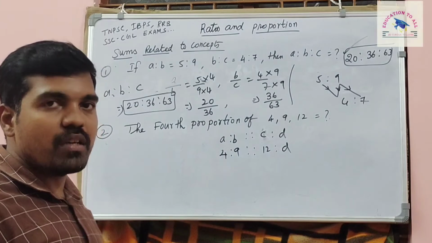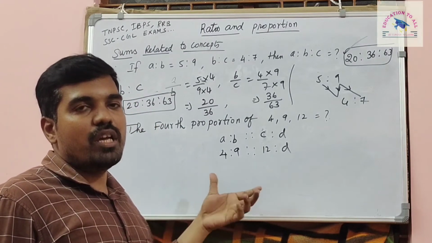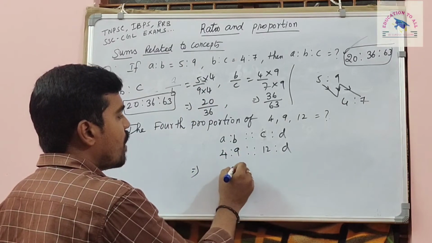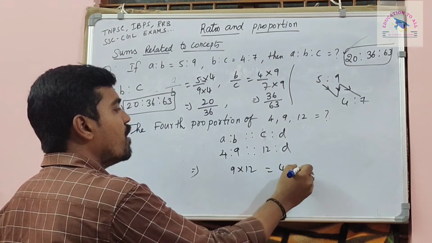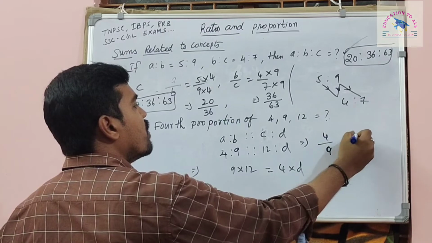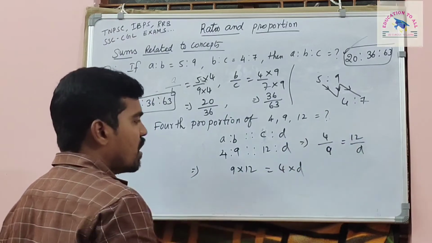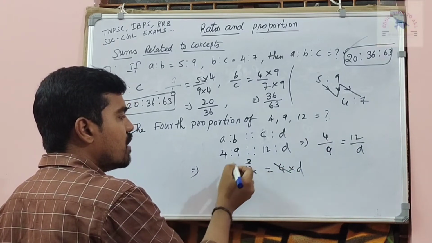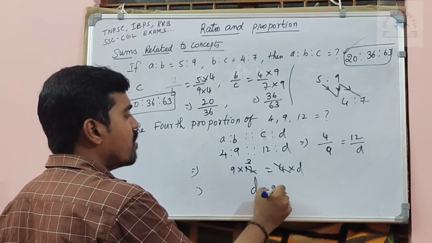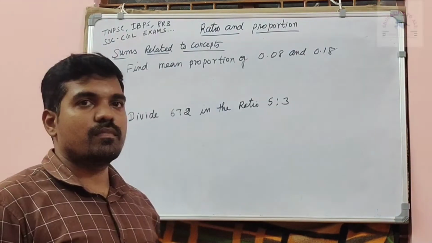How can we find it? As I told, the product of the middle values equals the product of the extremes. So 9 into 12 equals 4 into D. Or else directly you apply 4 by 9 equals 12 by D. Do cross multiplication: 4 into D equals 9 into 12. So you can cancel, 1 4 is 4, 3 4s are 12. Then 3 9s are 27. So D equals 27. Therefore the fourth proportion is 27.